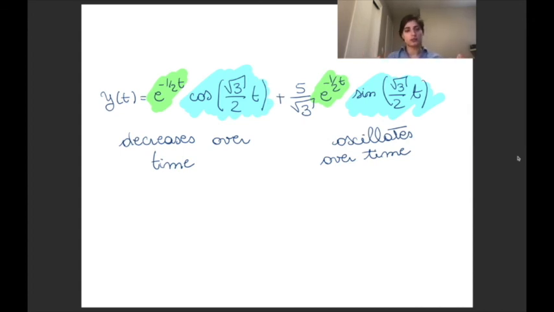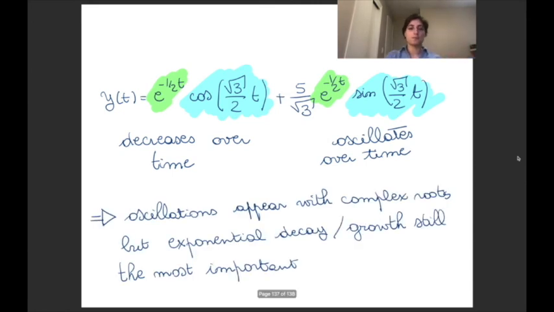So as a general statement, when we have complex roots, we have a product between something that is oscillating, sines and cosines, and an exponential. An exponential that might have a positive or a negative exponent, but that is what tells us about the long-term behavior. Oscillations appear with the complex root, and the exponential states if it has a decay or a growth.